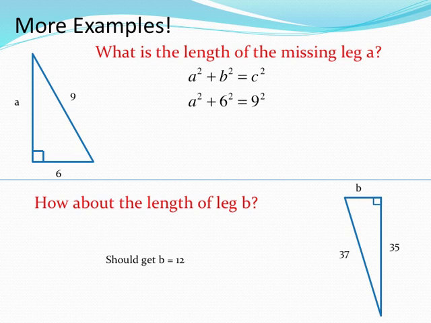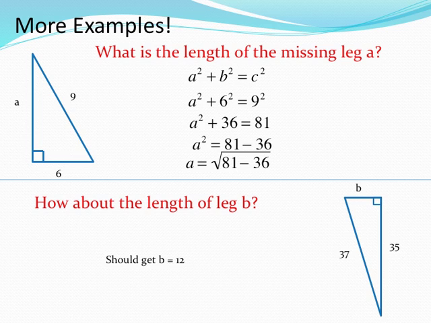Another really easy mistake to make when you're doing these kinds of problems is to plug the two numbers in for a and b, instead of paying attention to which number replaces which variable in the equation. Just be careful as you work through these. So now I have a squared plus 36 equals 81. I subtract 36 from both sides, and I get a squared equals 81 minus 36. So a is whatever the square root of 81 minus 36 is.